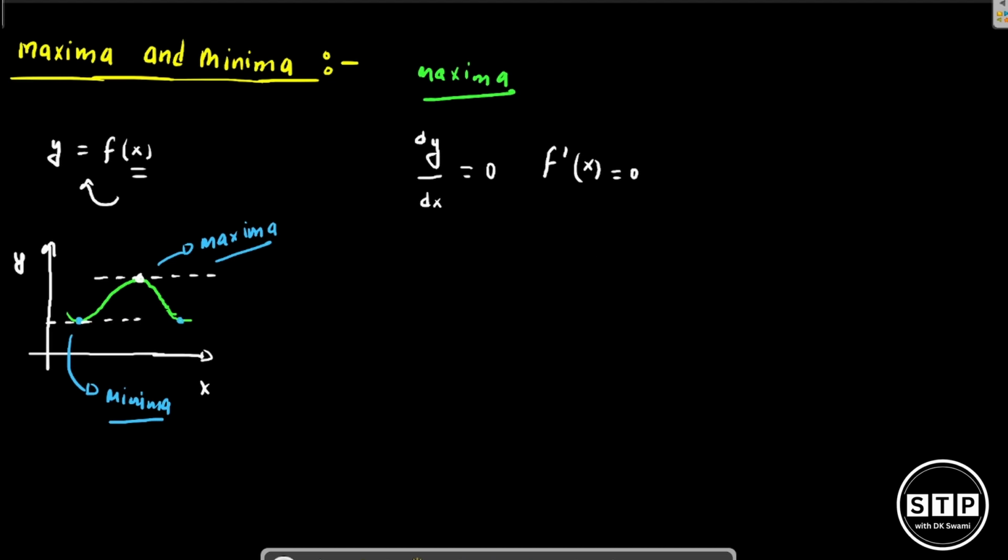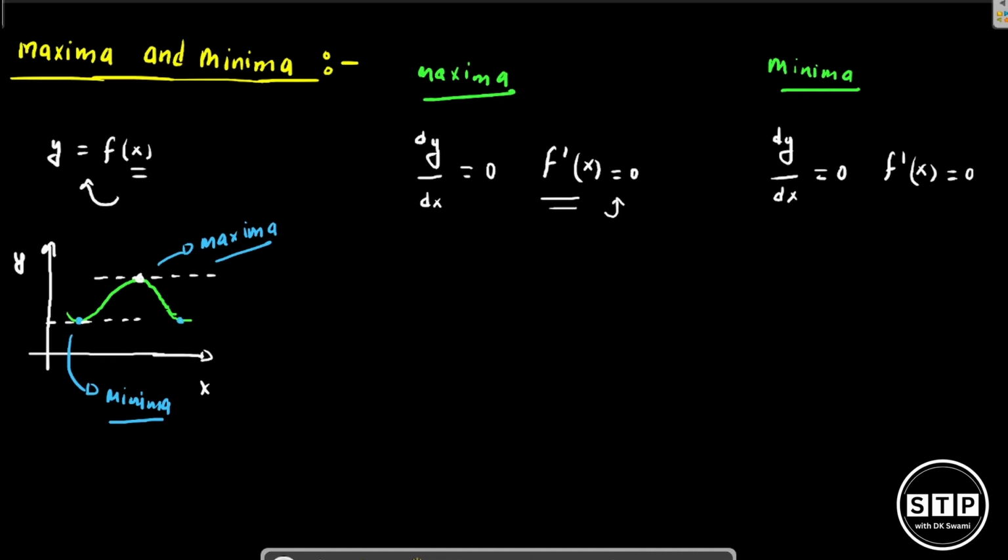The function's differentiation is also 0 at minima, because the slope is also 0 at minima. So the first condition for minima remains the same: the differentiation of the function, or the slope of the tangent at that point, should be 0. If we equate it to 0, we will get some points. Now, are the points we are getting maxima or minima? How do we identify that?